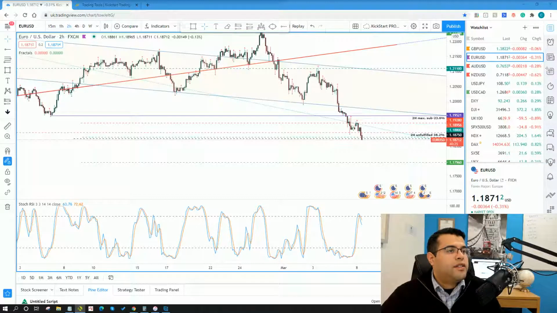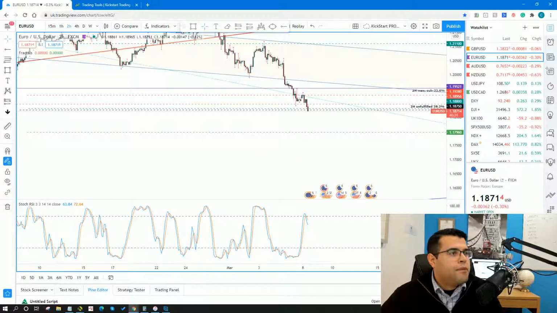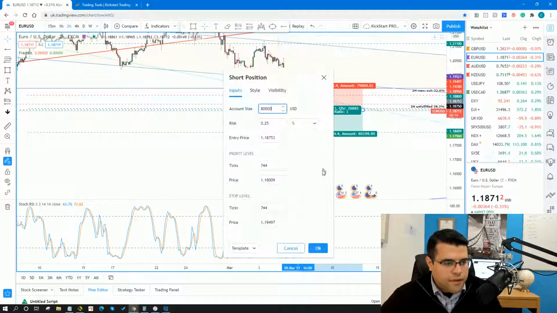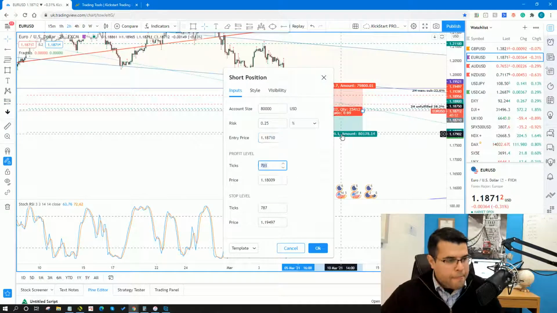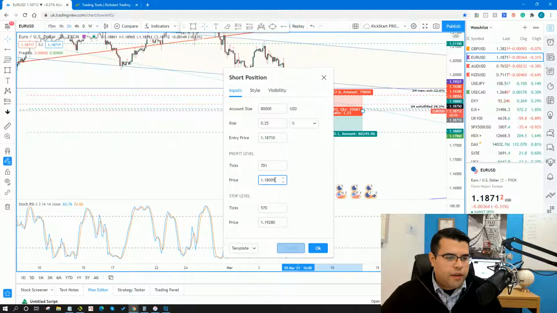So I did go ahead and take that sell. And my entry was at 1871. Okay, 1871. Stop loss at 1928 and a take profit at 1796.